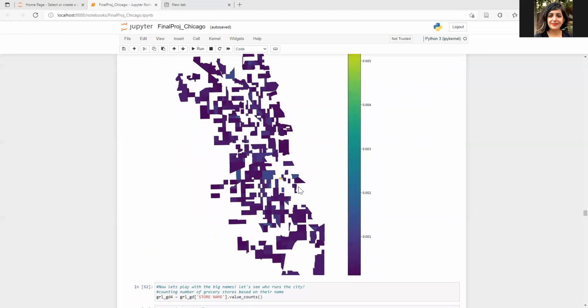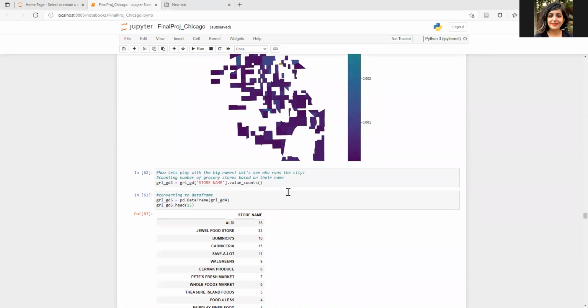So at this point, my argument about people's access to grocery stores in terms of income is rejected. Basically, somehow everyone in Chicago, regardless of their income level, has some access to food per se. So at this point, I decided to look at the quality of food.